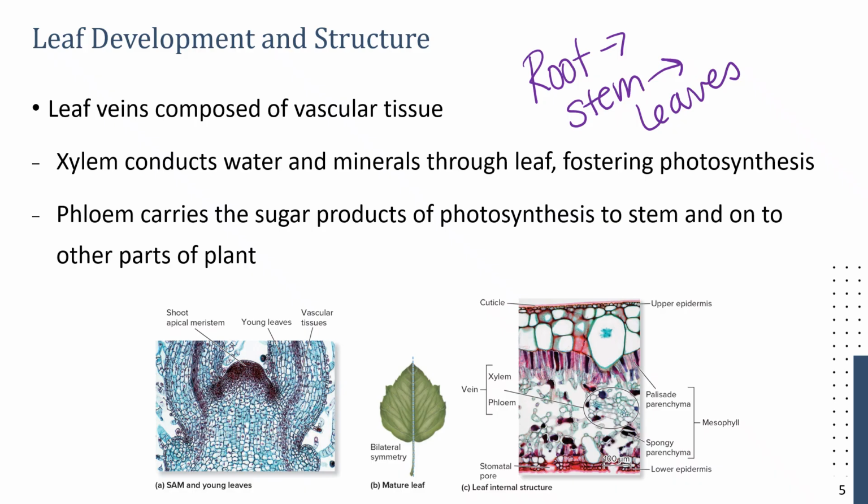And then our phloem carries sugar products in the opposite direction from our leaves to the stem to the other parts of our plant. So the xylem is basically going to take water up. The phloem is going to take our sugar and nutrients down, or at least down away from the leaf. So that might be into the stem, it might be all the way down to the roots.